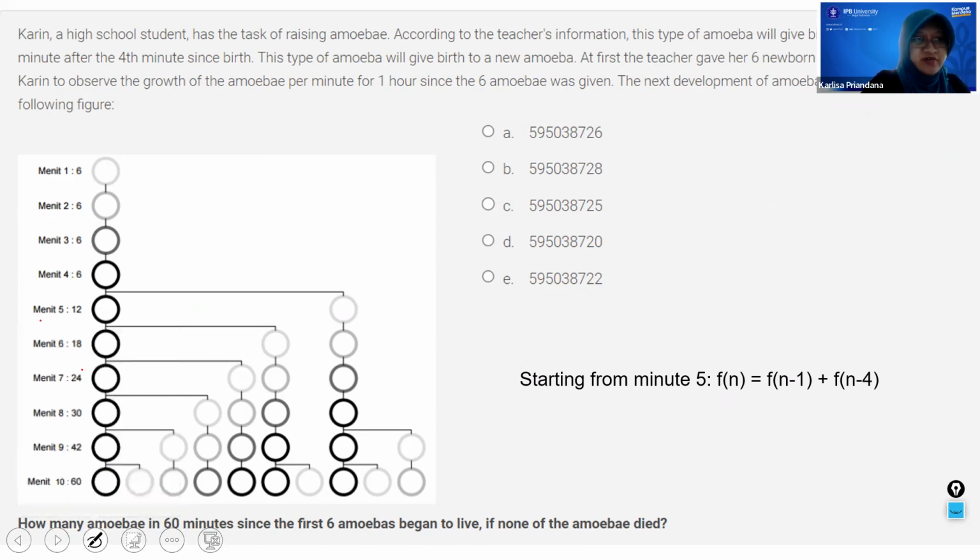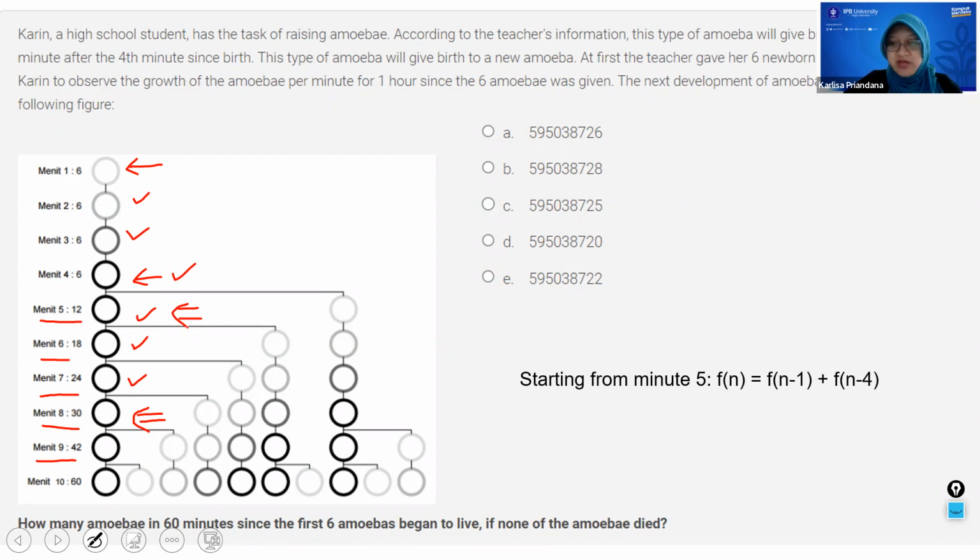Again. Okay, starting from minute 5, you will get this with this, right? And then minute 6 will be this added by this. Minute 7 will be 18 plus 6. Minute 8 will be 24 plus 6. And then minute 9 will be, okay, I'll make a different mark here, 30 plus 12 and so on.